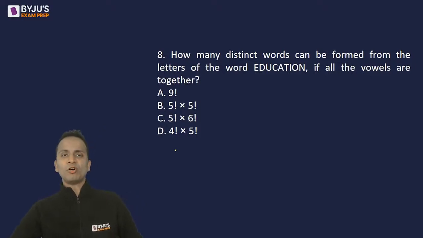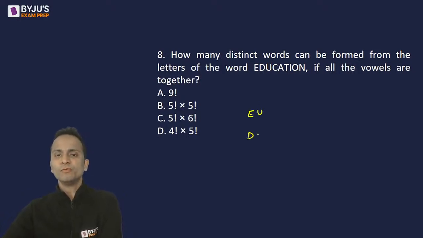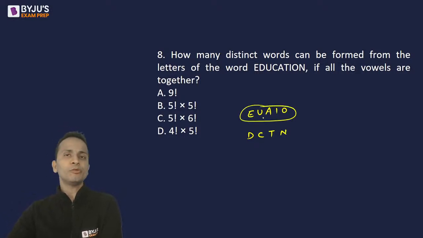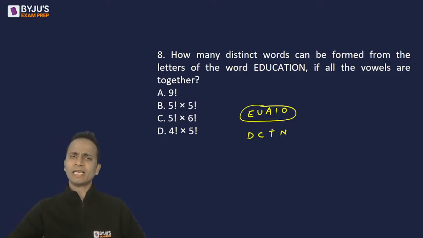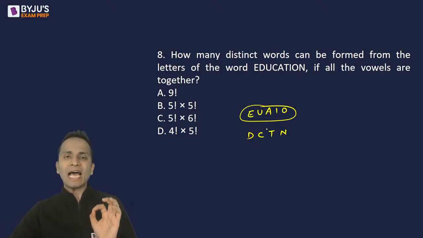How many distinct words can be formed from the letters of word education if all the vowels are together? A very easy question. So you can separate out vowels E, D, U, C, A, T, I, O, N. So there are 5 vowels and all of them should be together. Other than 5 vowels, there are 4 consonants. They can be separated, they can like go anywhere. Okay. So if all 5 vowels needs to be together, I will consider all these vowels as a single alphabet.